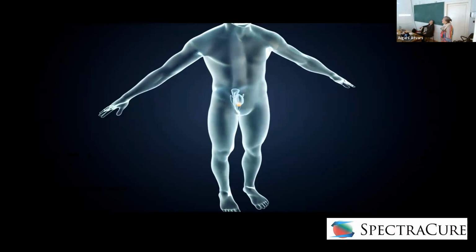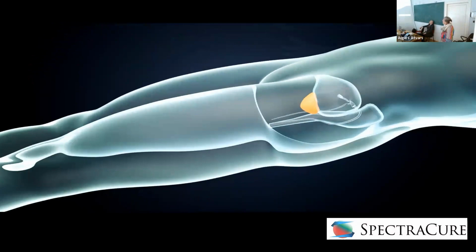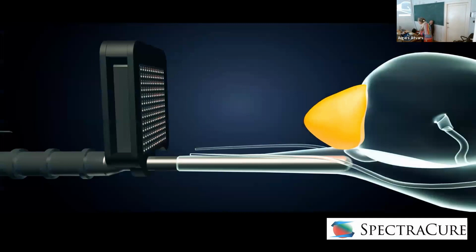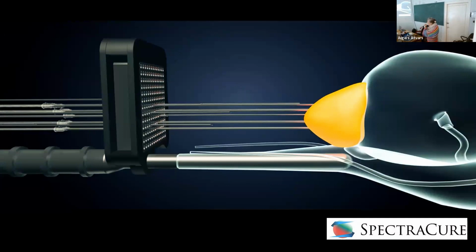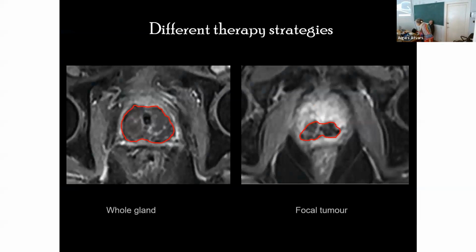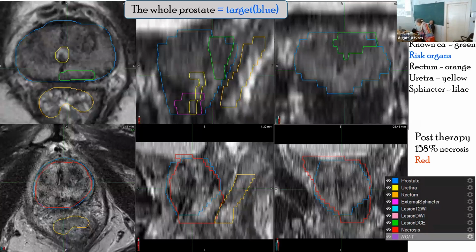And as I said, the prostate is in the middle of the body, just below the urinary bladder. And with the matrix, the fibers are inserted in place here. You can see the different colors representing the wavelengths, with the red light and the light which is also monitoring the different parameters, as I said. We can do it in two different strategies, either the whole prostate, or only as a focal therapy with only the tumor as a target. And this is again a sketch where we can see that all the organs at risk are taken into account, as well as 100% threshold dose for the prostate.